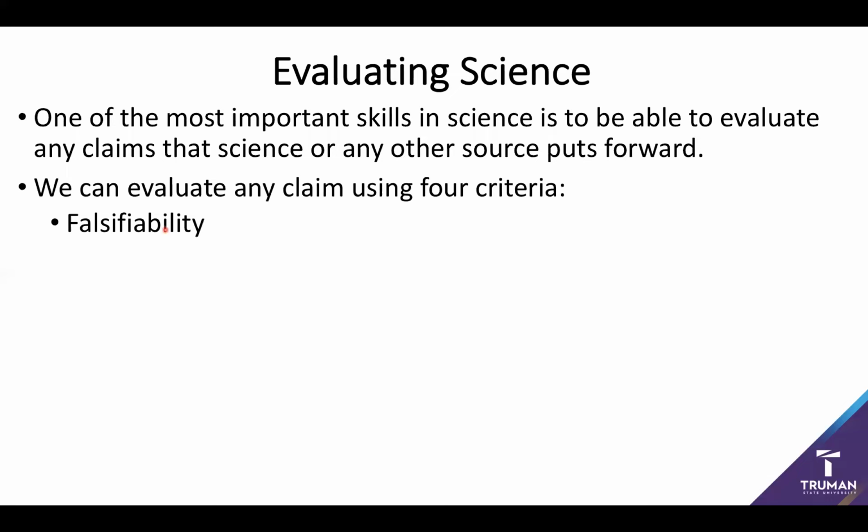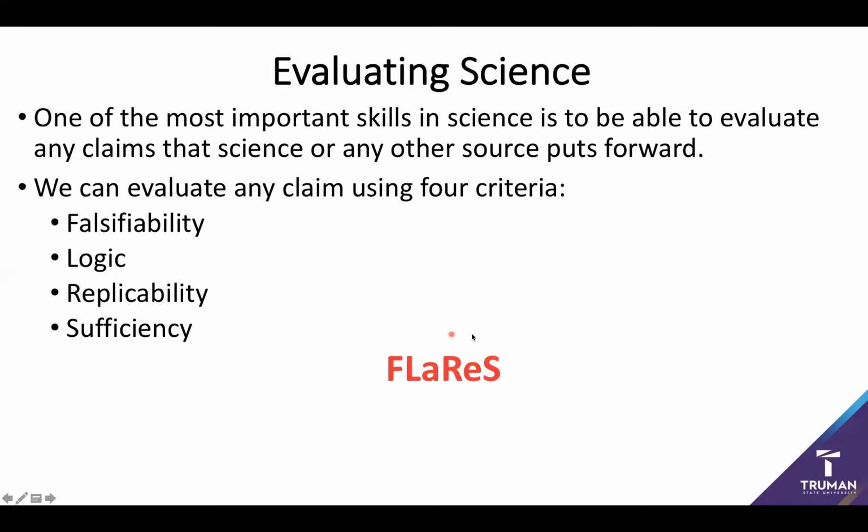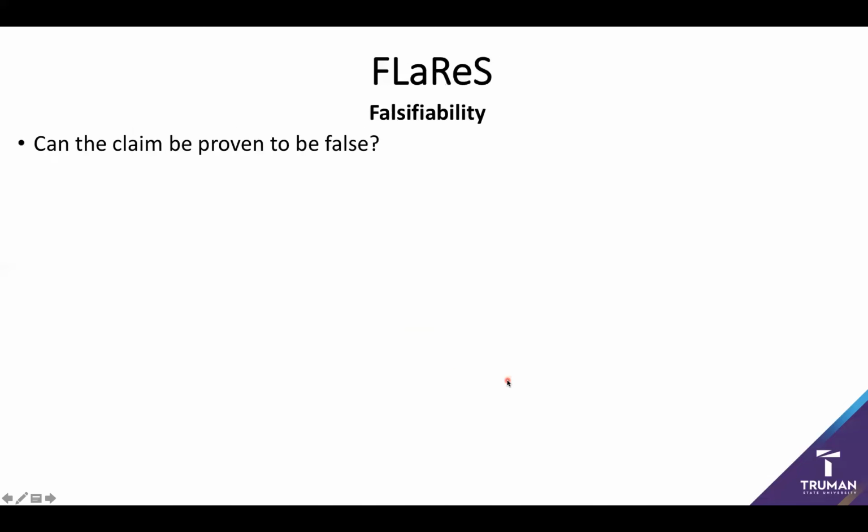The first one is falsifiability. It has to be able to be proved false. It has to hold up to a logical basis. It has to be replicable, or you have to be able to repeat the findings. And there must be sufficient evidence for the claim being made. This can be summarized in an acronym called FLAIRS: falsifiability, logic, replicability, and sufficiency. So let's go ahead and look at each of these four individually.